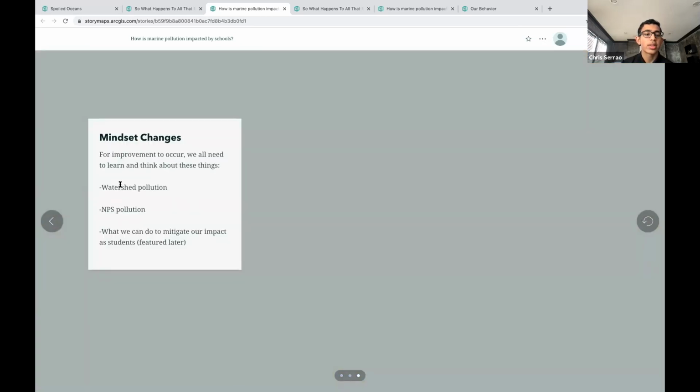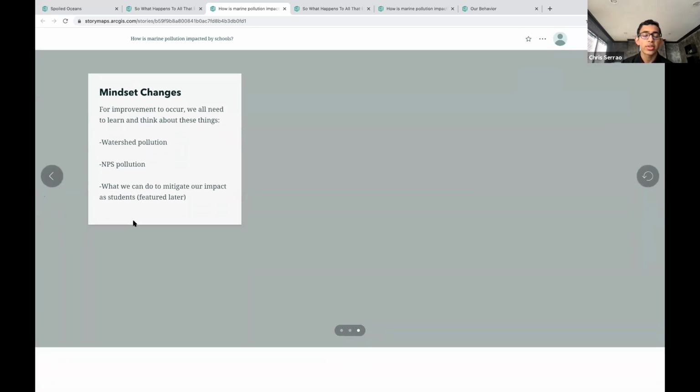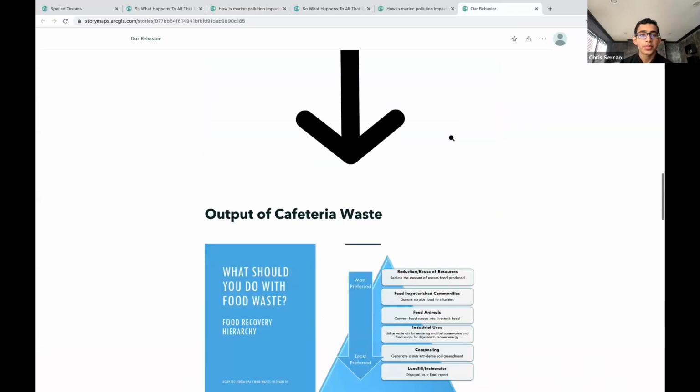Oh yeah. So here are some other things you need to think about: watershed pollution, non-point source pollution, and what we can do to mitigate our impact as students. And this is our last one.